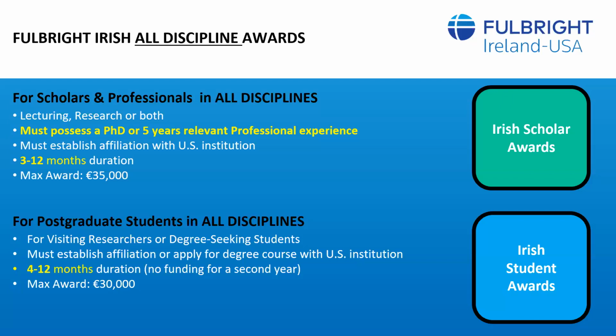If you are a student, then you are applying to do research, or you're looking to do a postgraduate degree in the United States. You should establish the affiliation yourself, or you can apply for a couple of the courses that we will talk about as we mention different awards here. It's for a minimum of 4 months and a maximum of 12 months. We do not fund a second or third or fourth year. So Fulbright funding is only for the first year, but it does present an opportunity to seek additional funding through the institution or through the other supports that you can identify whilst you're on your award.